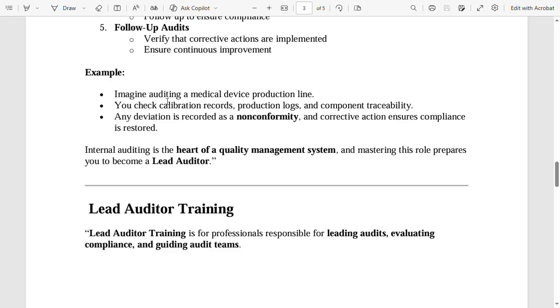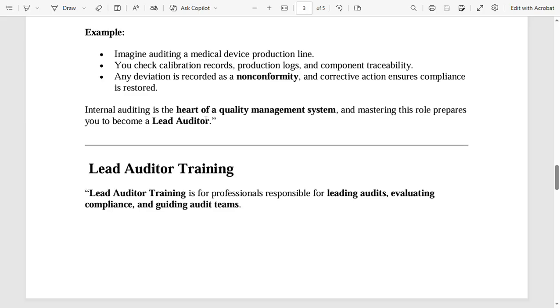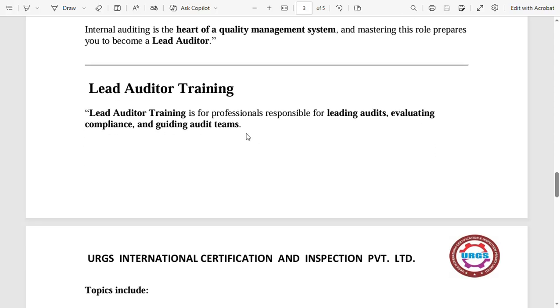Example, imagine auditing a medical device production line. You check calibration records, production logs, and traceability. Any deviation is recorded as a non-conformity and corrective action ensures compliance is restored. Internal auditing is the heart of a quality management system, and mastering this role prepares you to become a lead auditor. Now, next, lead auditor training.